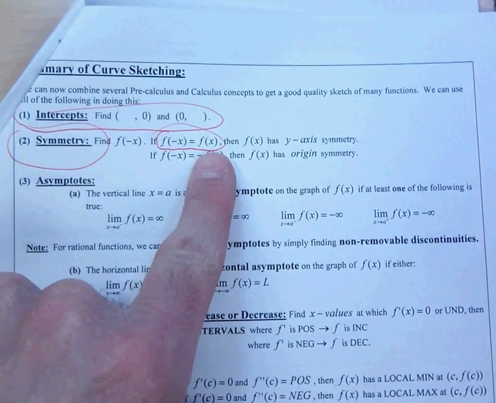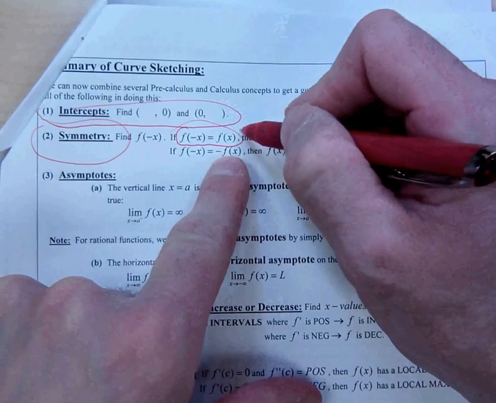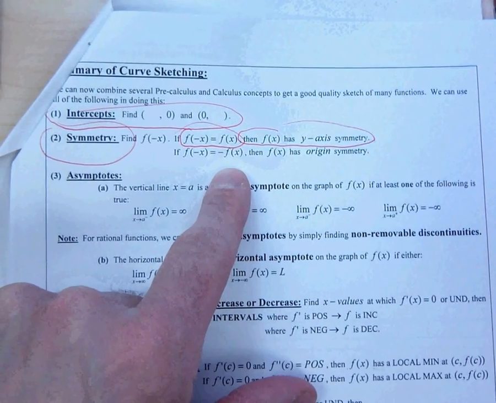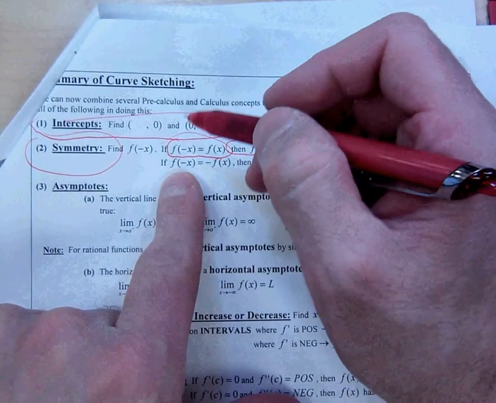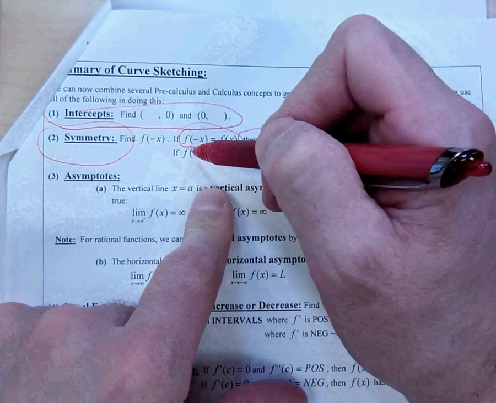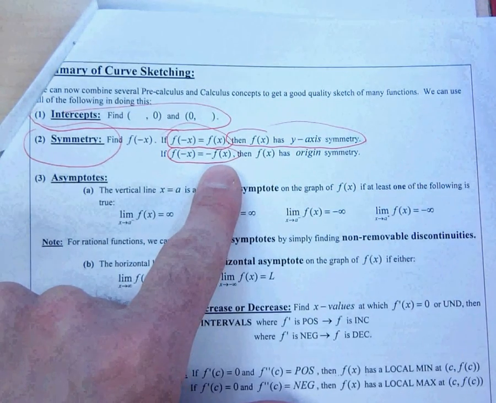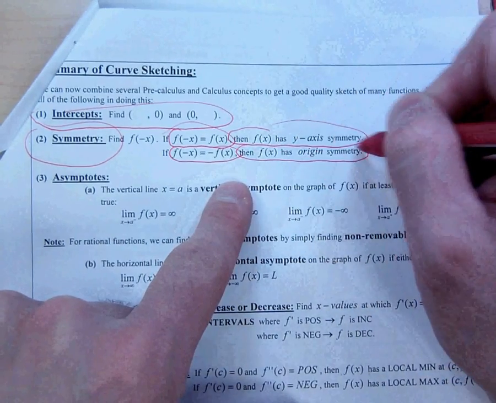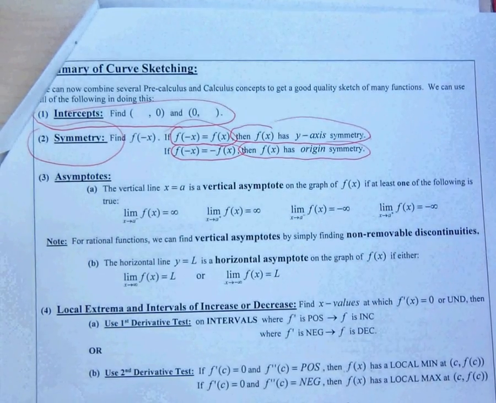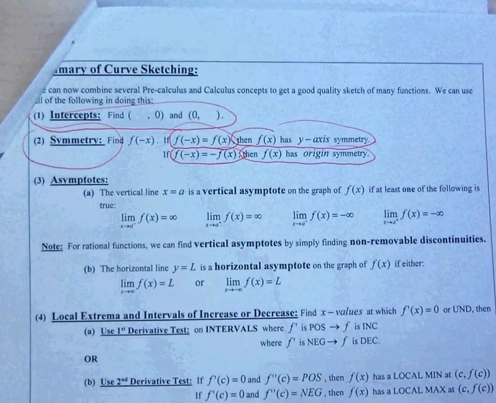If you get the same original function back, then it has what type of symmetry? Y-axis. What happens if you replace x with negative x in the function and play around with it, and you're able to determine you get the complete opposite of the starting function? Then it has what? Origin symmetry, right? Got it? What else might be helpful?